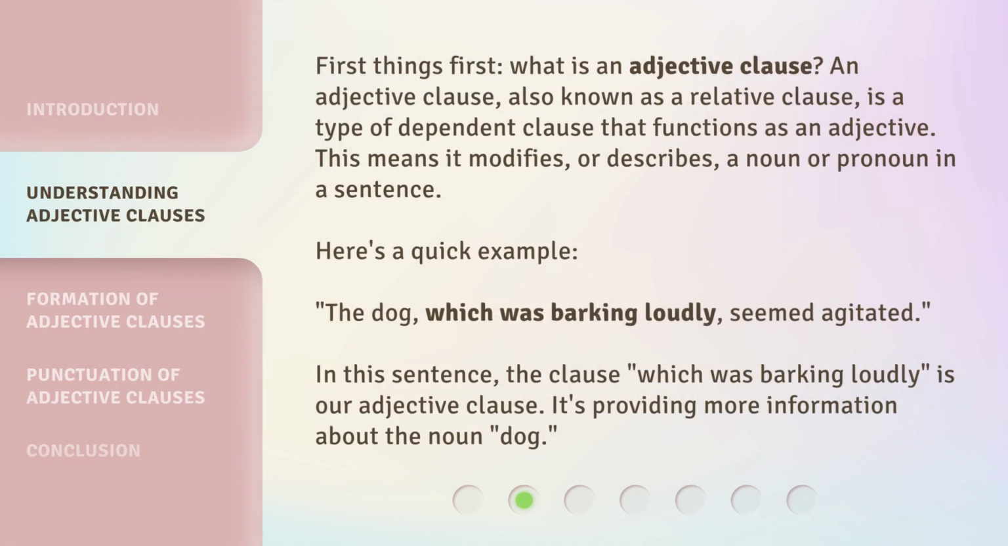First things first. What is an adjective clause? An adjective clause, also known as a relative clause, is a type of dependent clause that functions as an adjective. This means it modifies, or describes, a noun or pronoun in a sentence. Here's a quick example. The dog, which was barking loudly, seemed agitated. In this sentence, the clause "which was barking loudly" is our adjective clause. It's providing more information about the noun "dog."